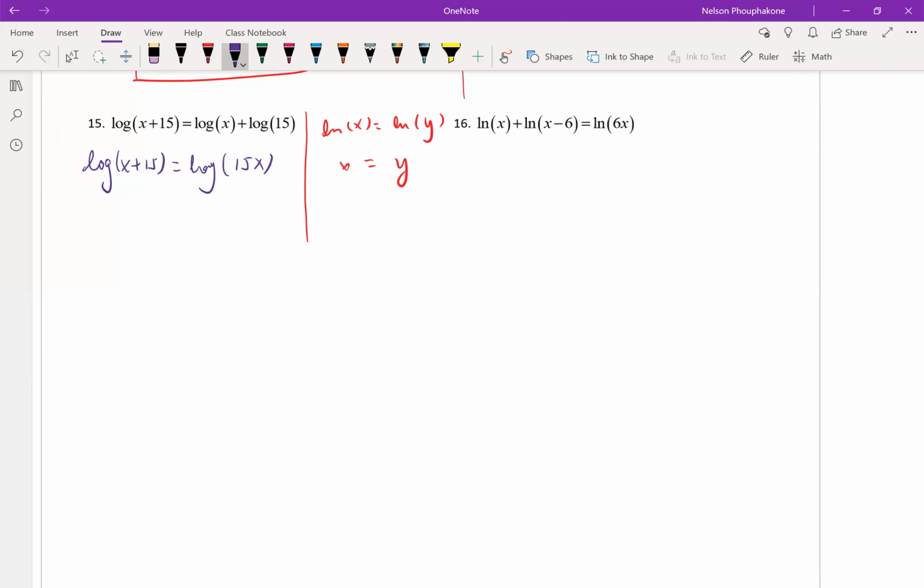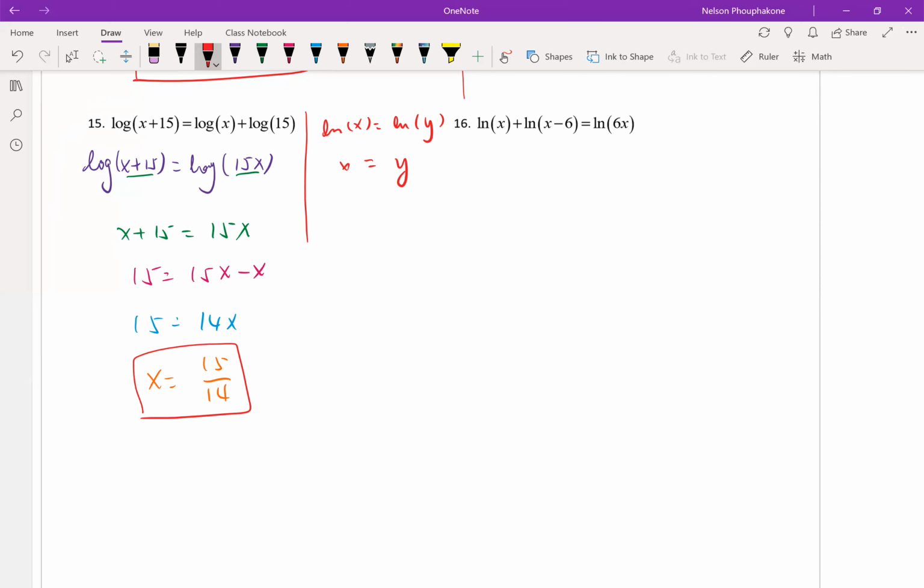Then now, what we could do again, okay, kind of like by comparison, right? So meaning x plus 15 must be equal to 15x then. Okay. So then in this case, I will have 15 is 15x minus x. And of course, x must be 15 over 14. Okay, so now it's your turn to do number 16 now.